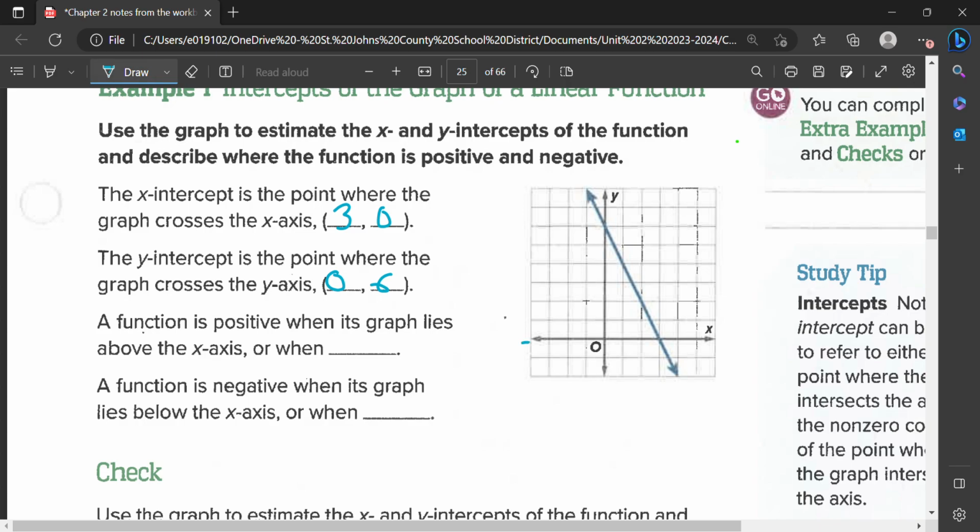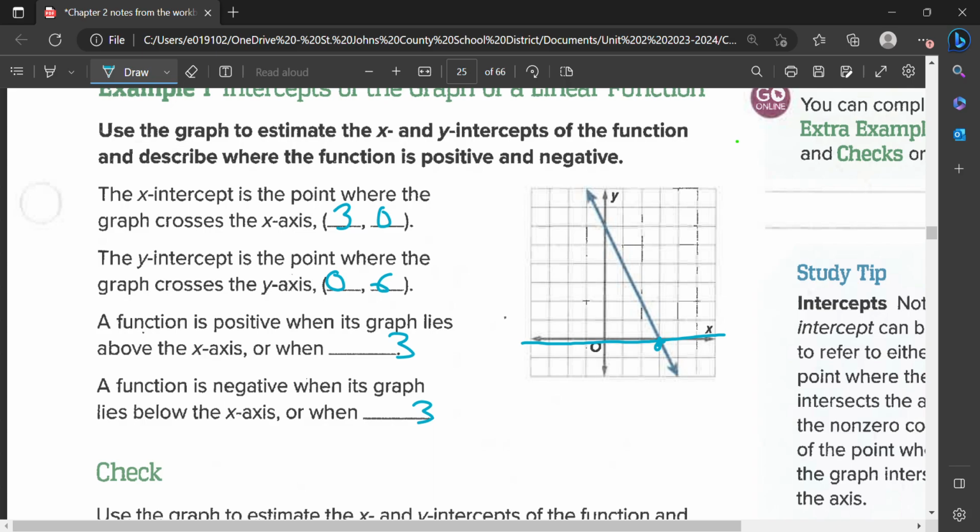Now I'm going to erase this, so we know for positive and negative. The function is positive when it's above that line right there. And the point at which we cross is 3. So at 3, it's a neutral point. It's not positive or negative. All right? So that's why we always have to use that as our gauge.